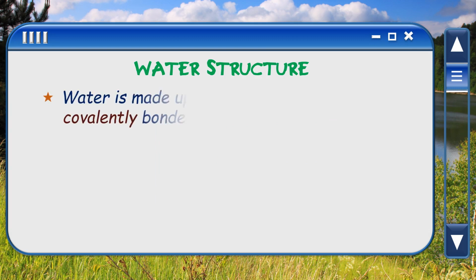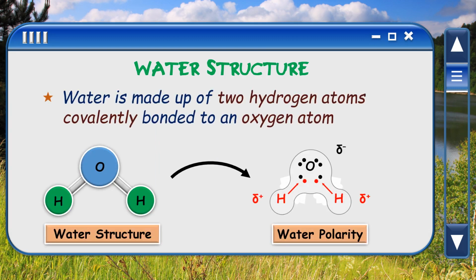Water structure. Water is made up of two hydrogen atoms covalently bonded to an oxygen atom. Now when we look at our water structure here, we have the oxygen atom here, and this oxygen atom is bonded to two hydrogen atoms.